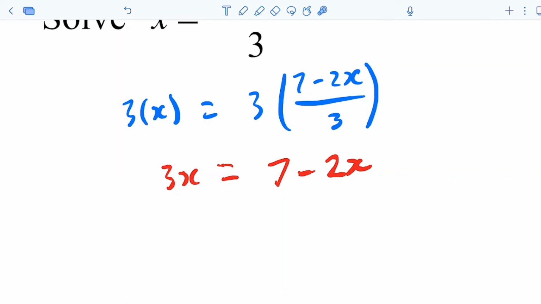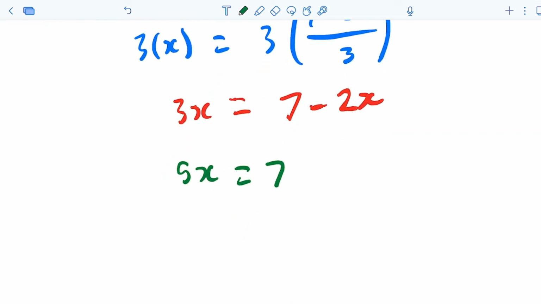So we just need to do the same thing now. We need to get all the x's to be on one side of the equal sign. So we're going to plus 2x to both sides to get 5x. It's now equal to 7. And finally, dividing both sides of the equation by 5, we get x on its own is equal to 7 over 5.